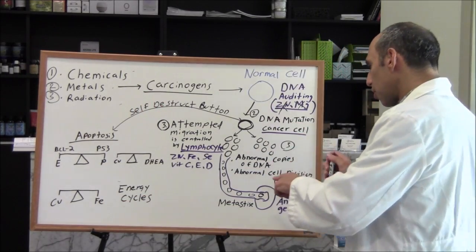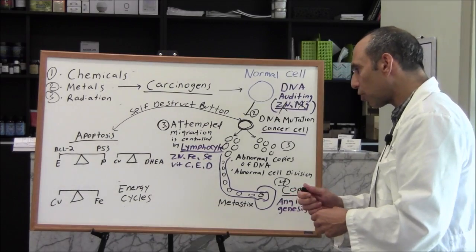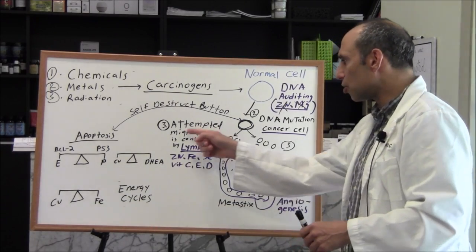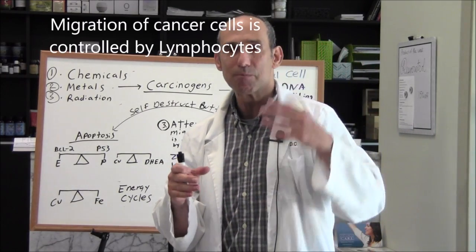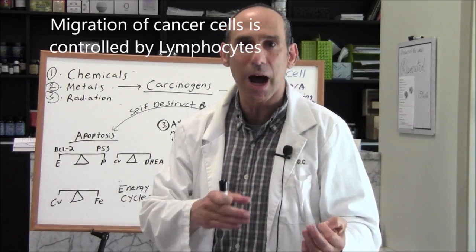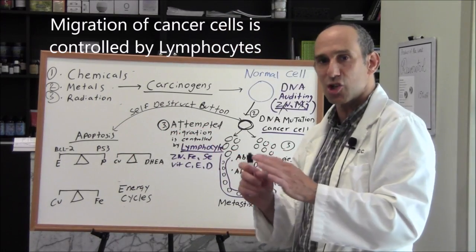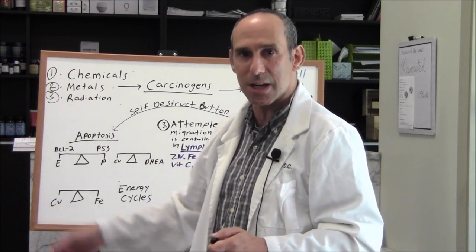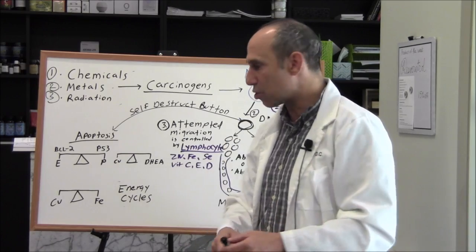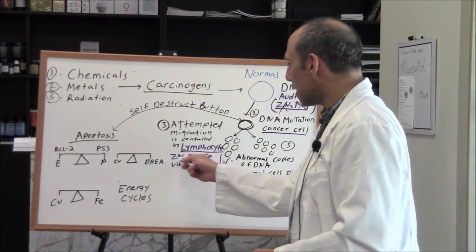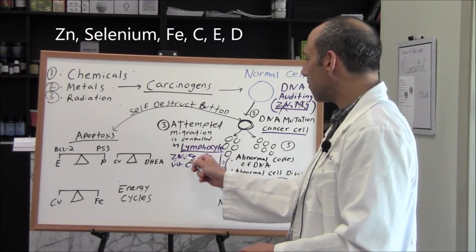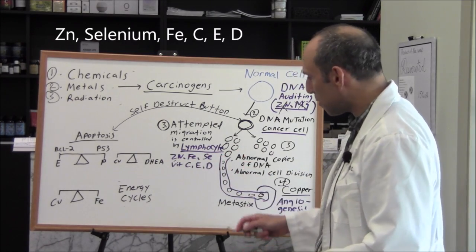Then the cancer will keep making abnormal copies of itself, and usually this is patrolled by the lymphocytes, another police system in the body to keep things in check so it doesn't go haywire and spread the cancer gene. But the lymphocytes, your immune cells, are dependent on zinc, iron, selenium, vitamin C, vitamin E, and vitamin D.